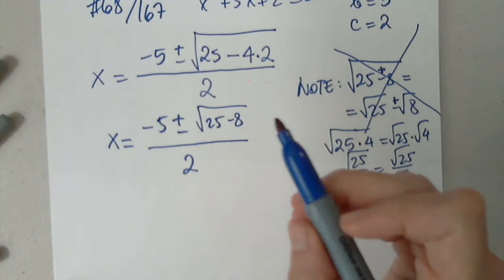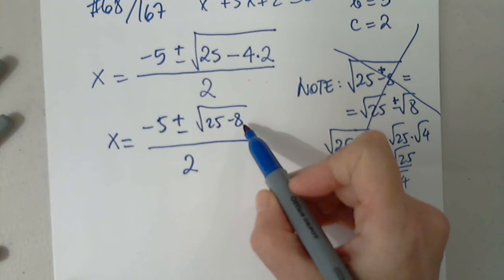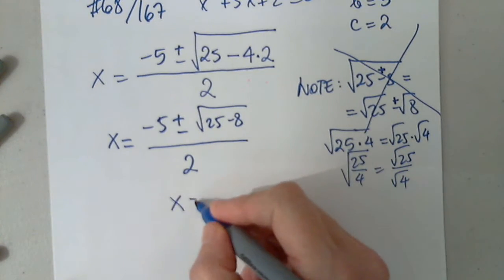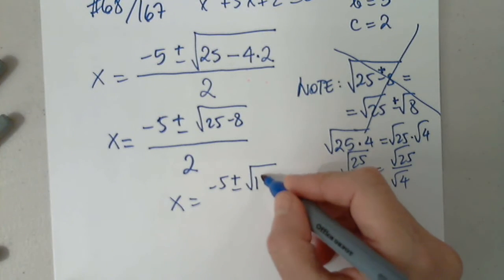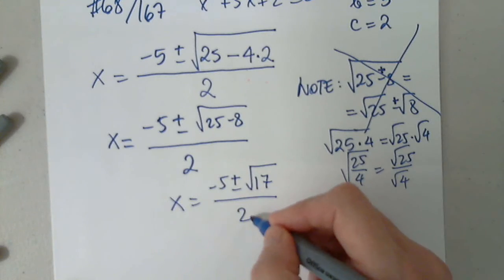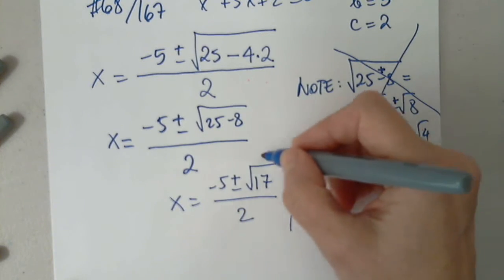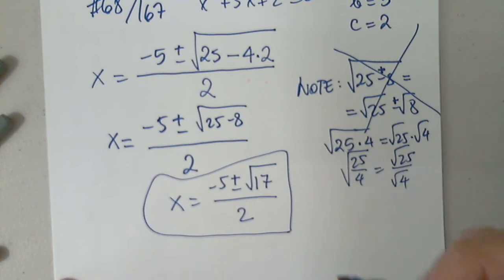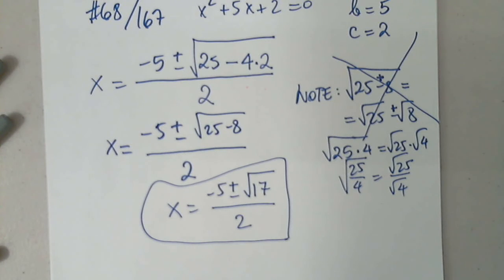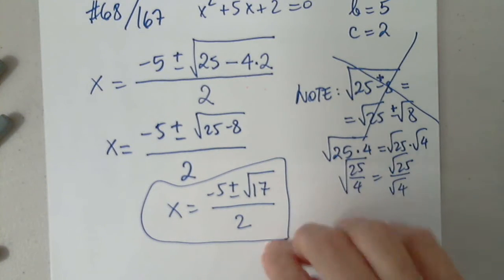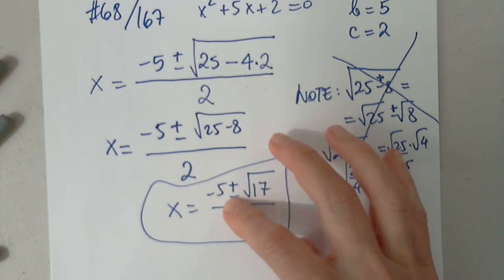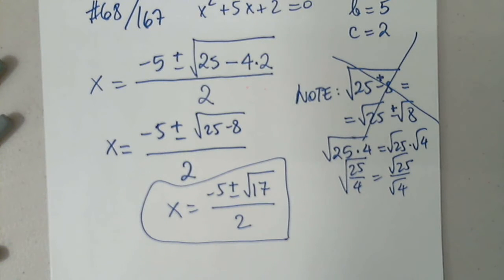So the only thing I can do is say 25 minus 8 is 17. So x equals -5 plus or minus the square root of 17 divided by 2. There is no need to separate. MyLab Math will ask you to separate because they don't have the symbol of plus or minus. So you will write -5 plus the square root of 17 over 2, comma, -5 minus the square root of 17 over 2.